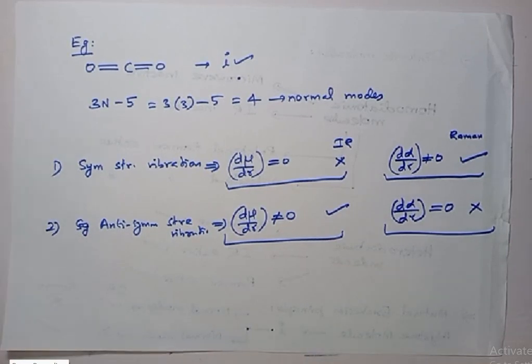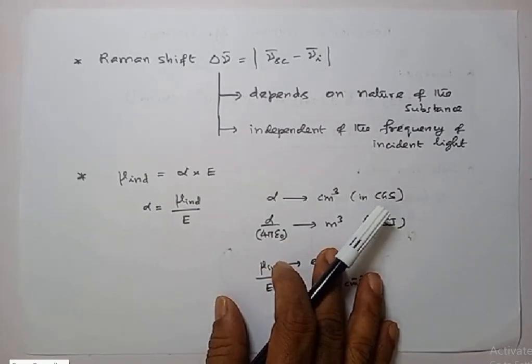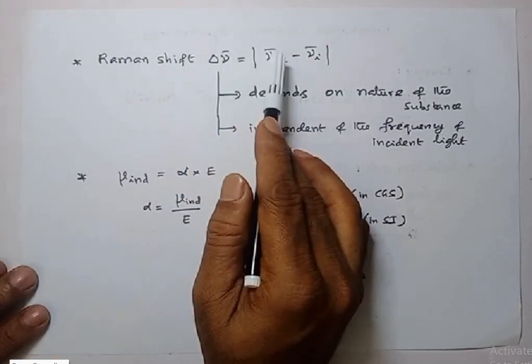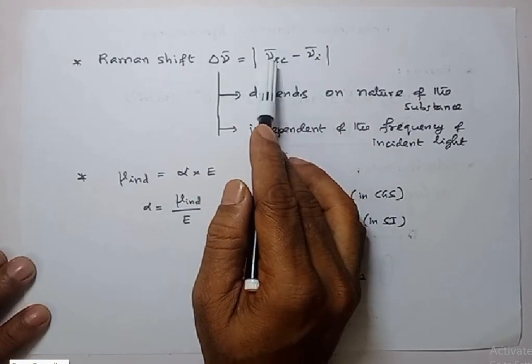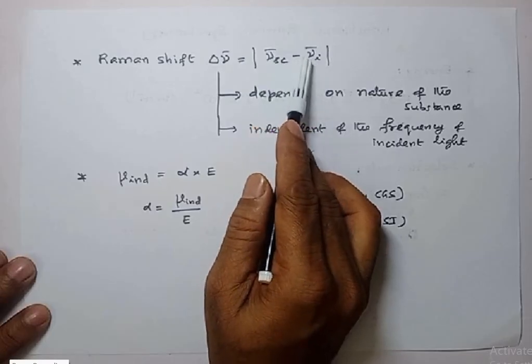Is this clear to all? Listen, in the last class I told you what Raman shift is. Raman shift is nothing but the difference between the scattered radiation frequency and the incident radiation frequency.